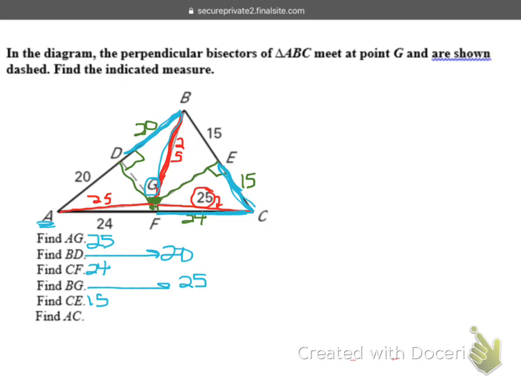AC is the entire bottom leg of the triangle, so it is 24 plus 24, which is 48. Right, that completes this review packet.